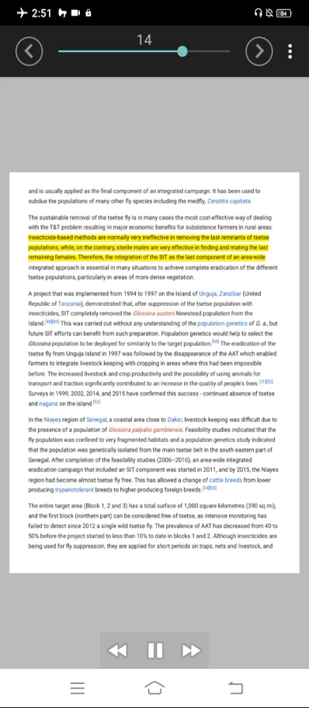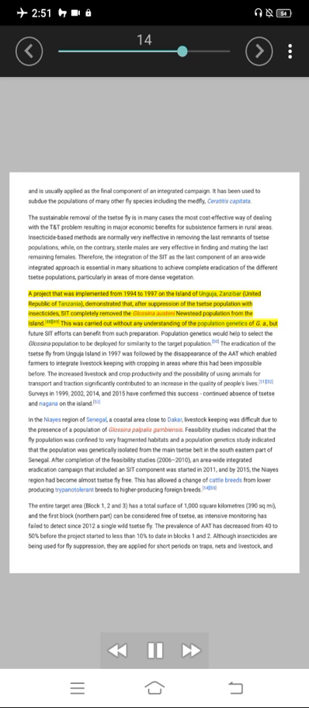Insecticide-based methods are normally very ineffective in removing the last remnants of tsetse populations, while, on the contrary, sterile males are very effective in finding and mating the last remaining females. Therefore, the integration of the SIT as the last component of an area-wide integrated approach is essential in many situations to achieve complete eradication of the different tsetse populations, particularly in areas of more dense vegetation.